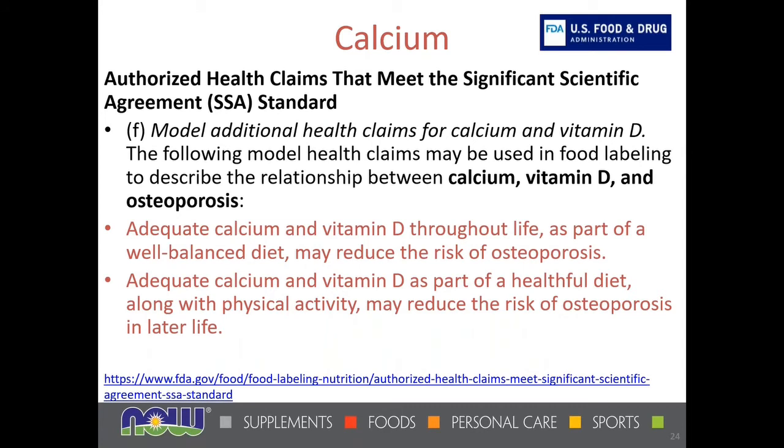There's also claims for calcium and vitamin D, and this is another authorized claim that is meeting that standard of significant scientific agreement or consensus. Adequate calcium and vitamin D throughout life as part of a well-balanced diet may reduce the risk of osteoporosis, or a similar one that's a little longer, just showing that these are claims you can put on a label and there will be no objection or enforcement action by the FDA.